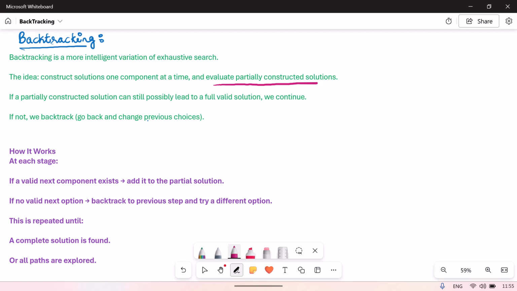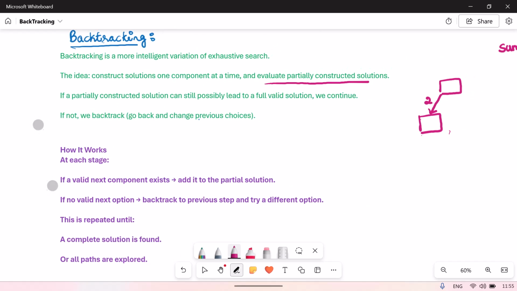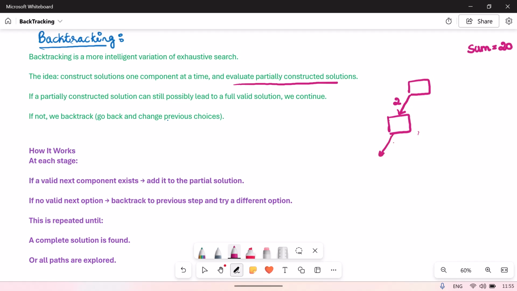Suppose I want to find a sum. Let's say I want the sum to be 20. So first I add a number, 2, and I get 2. Then let's say I add a number 5, so 5 plus 2 is 7. Next, if I add a number 20, I get 27. Now the answer I needed is 20, but the number I'm getting is 27.